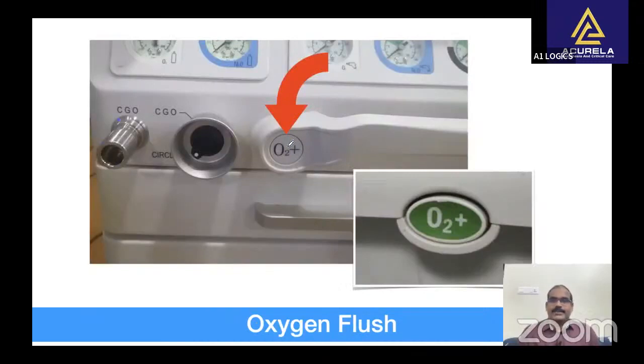Oxygen flush receives oxygen from the pipeline inlet or cylinder pressure regulator and directs a high unmetered flow directly to the common gas outlet. This is commonly labeled as O2 plus. In most anesthesia machines, the oxygen flush can be activated regardless of whether the master switch is turned on or off. The flow of oxygen on activating oxygen flush is usually between 35 and 75 liters per minute.